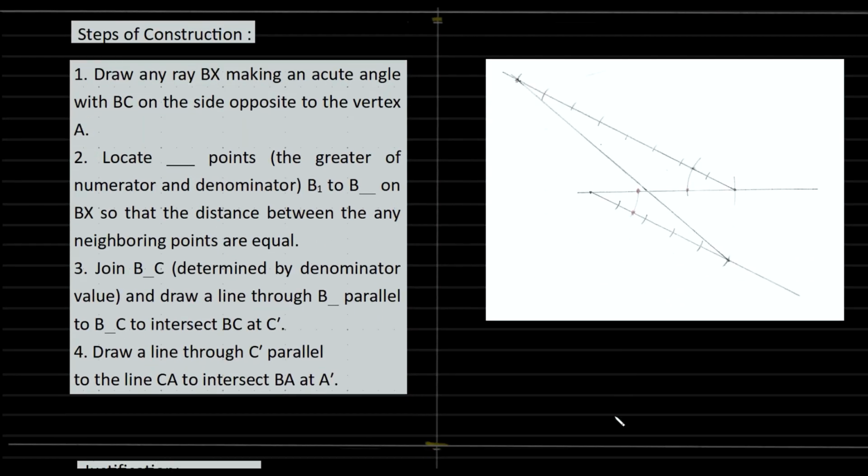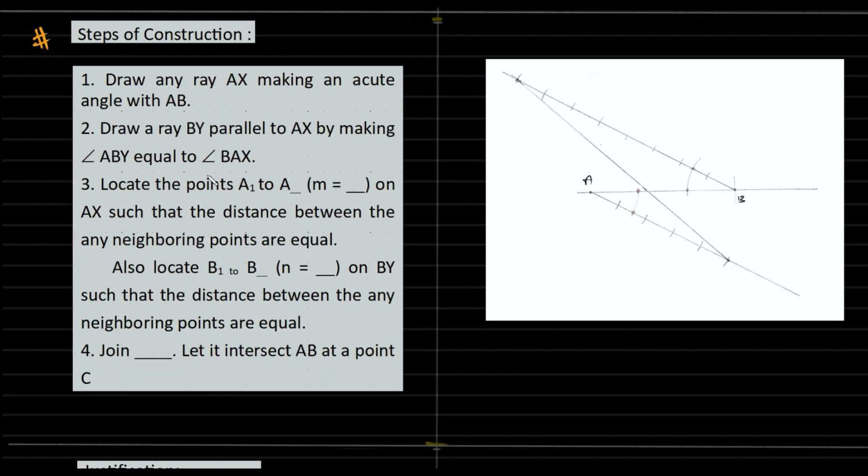Okay, so let's look into steps of construction. So we have, first thing is we have AB, that would be 7.6. Draw a ray BX making an acute angle with BC on the opposite side of the vertex of A. Oh, this is not the right one. Just a second, I'll just change this. It's not right. We have the right steps now.